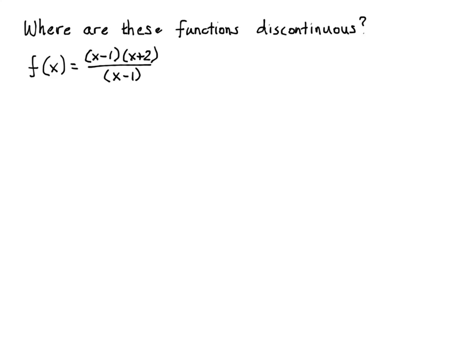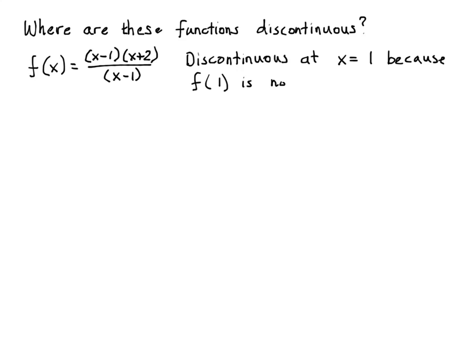So here I have something where it's tempting to cancel out the x minus 1 in the numerator and the denominator, but that, of course, removes the domain restriction that x can't equal 1. So where is this function discontinuous? It's like point B on the previous chart: it is discontinuous at x equals 1 because f at 1 is not defined. If we put in a 1 here, we get 0 over 0, and that's not defined. So with this function, we say we're discontinuous.